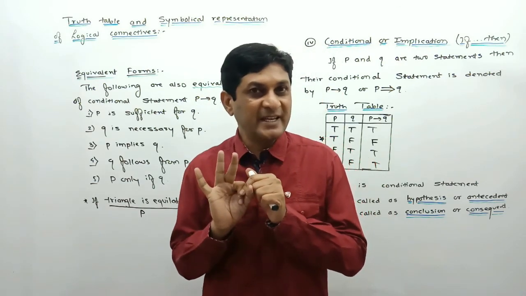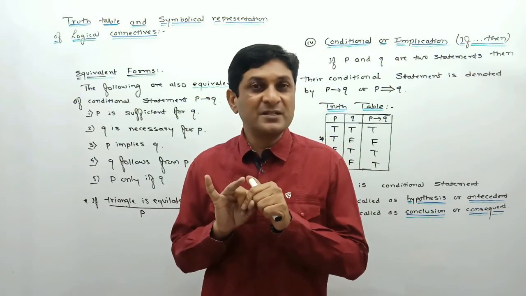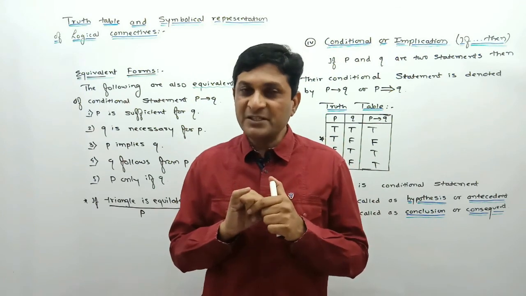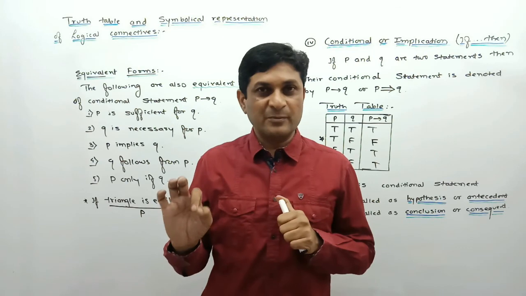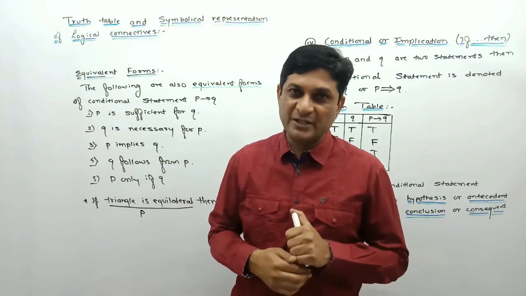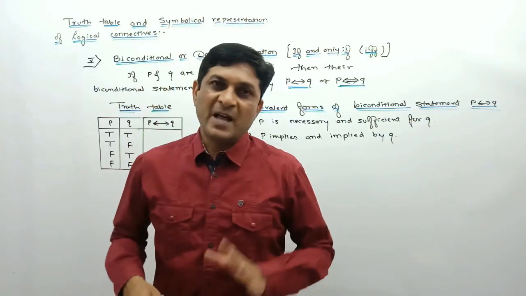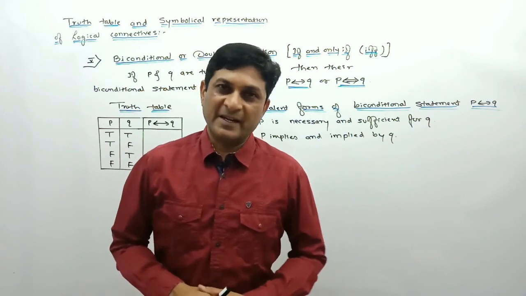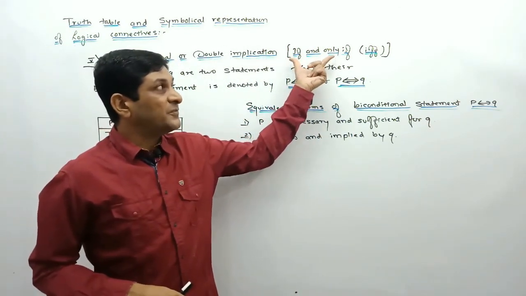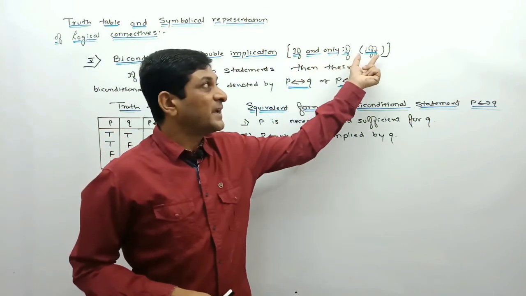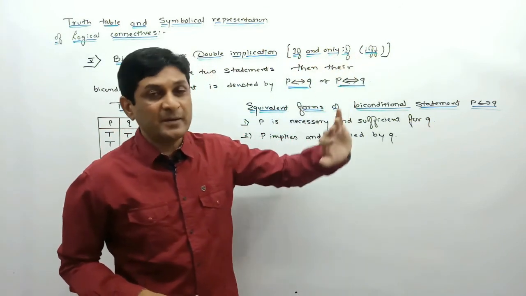Not is called negation, or is called disjunction, and is called conjunction, and if then is called a conditional statement, or it is called implication. Now let us discuss the last, means the fifth, logical connective. So our last logical connective is what? If and only if. If and only if in short can be denoted by IFF.